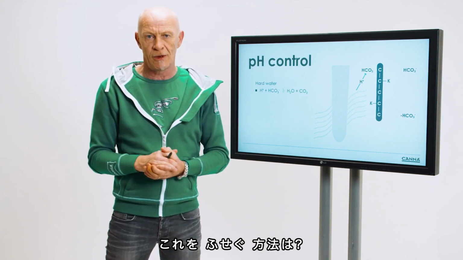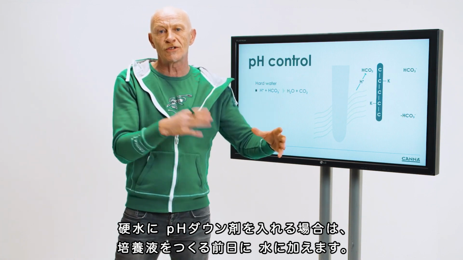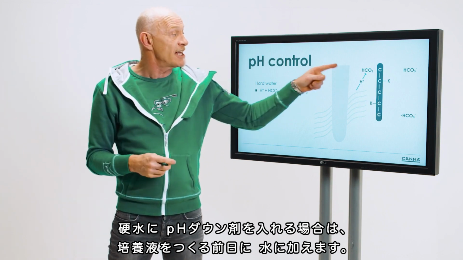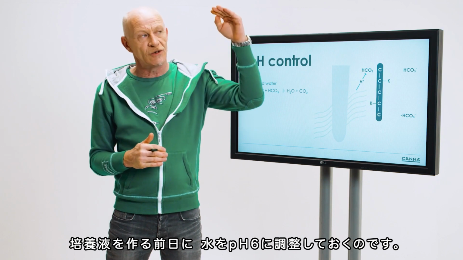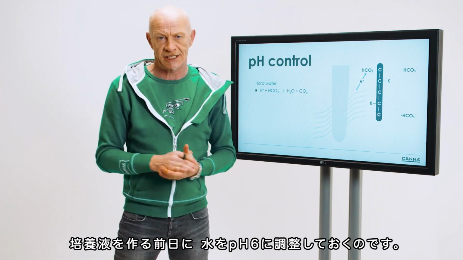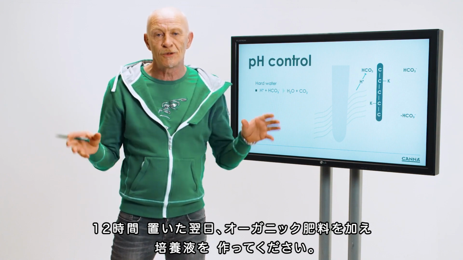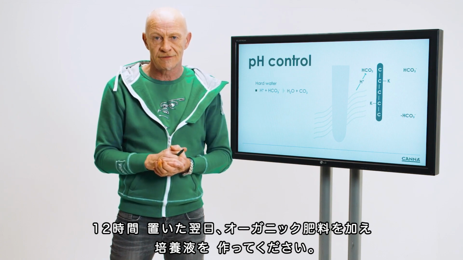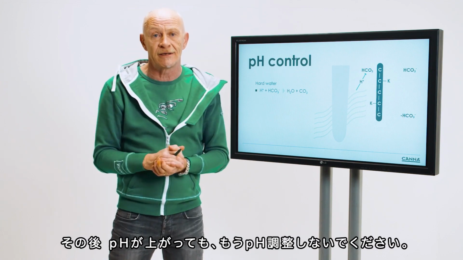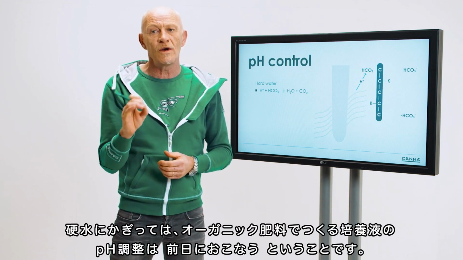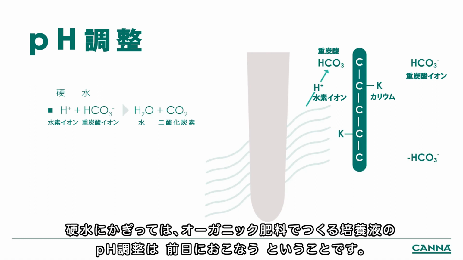How can you solve that problem? Well, the day before you start making your nutrient solution, what you do is you add some acid to that water. So actually you bring your pH to a level of 6. You leave it for 12 hours and the next day you put in the organic fertilizer. Although the pH went up again, you don't pH it anymore. So only for hard water, it's an exception to pH the water before you add an organic fertilizer.